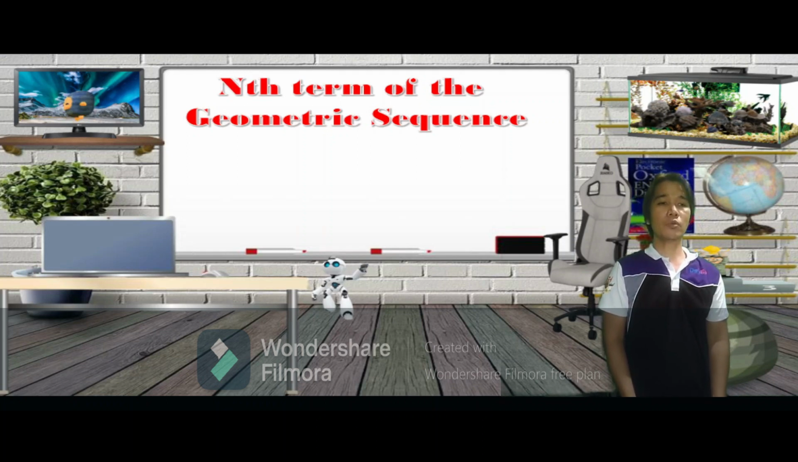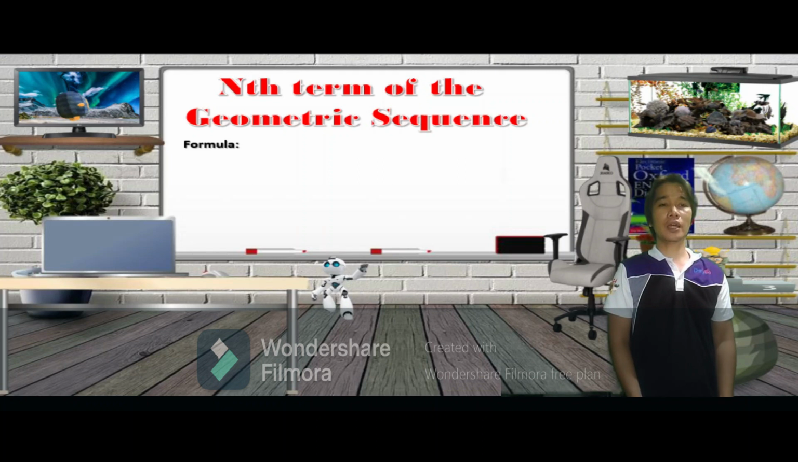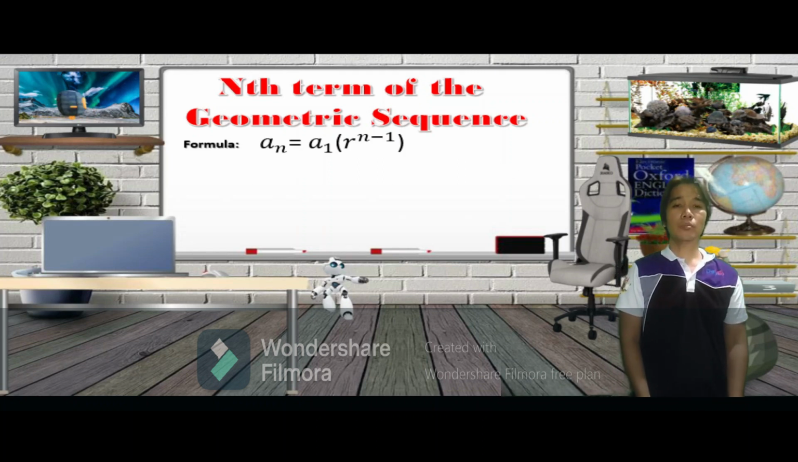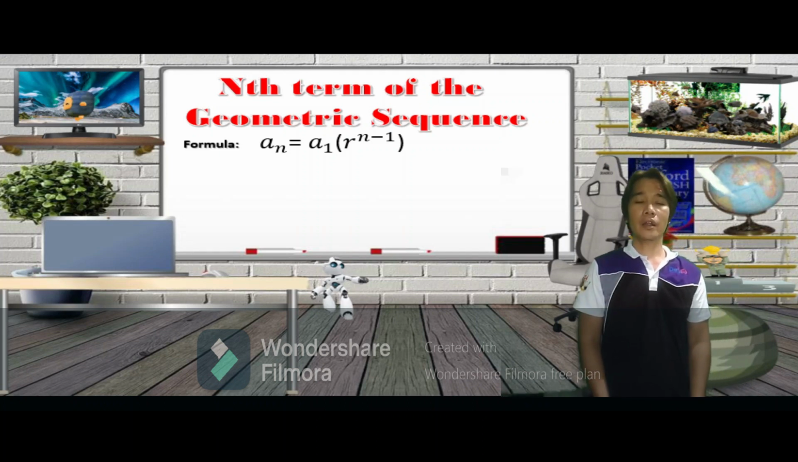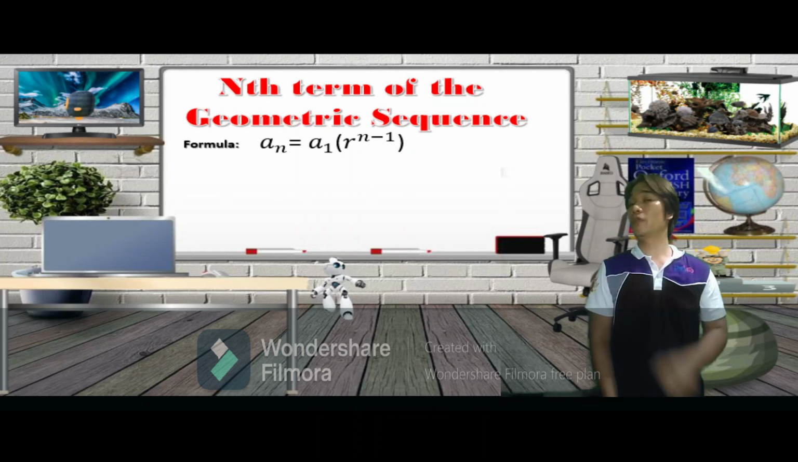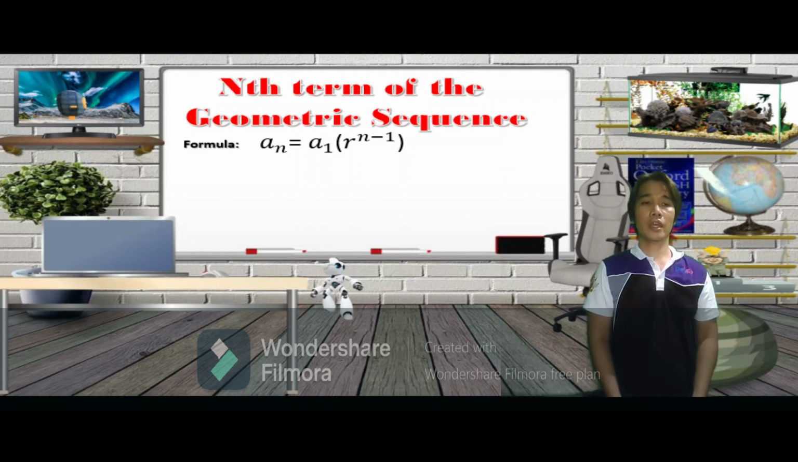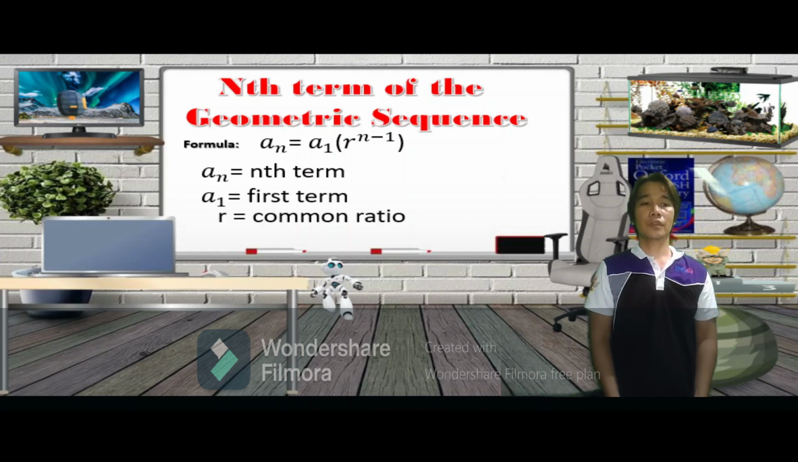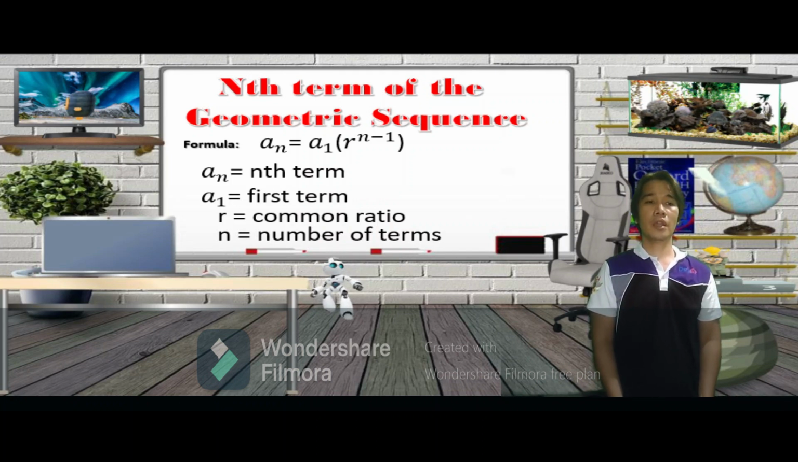Now for this time, we are going to solve for the nth term of the geometric sequence. In geometric sequence, we have the formula that a sub n is equal to a sub 1 multiplied by r raised to n minus 1. So that is the formula. a sub n is our nth term, a sub 1 is our first term, r is our common ratio, and n is the number of terms. Okay, let's try.